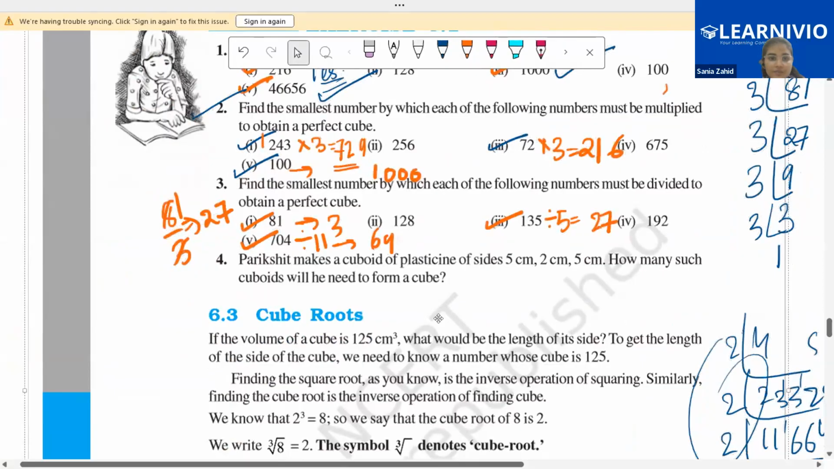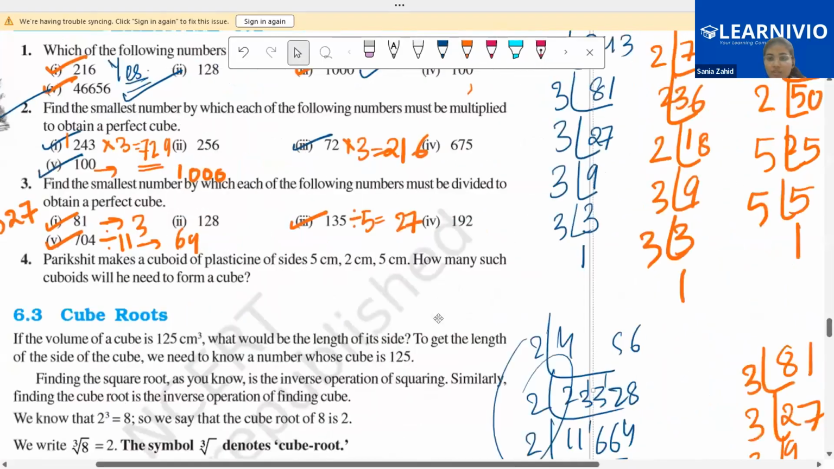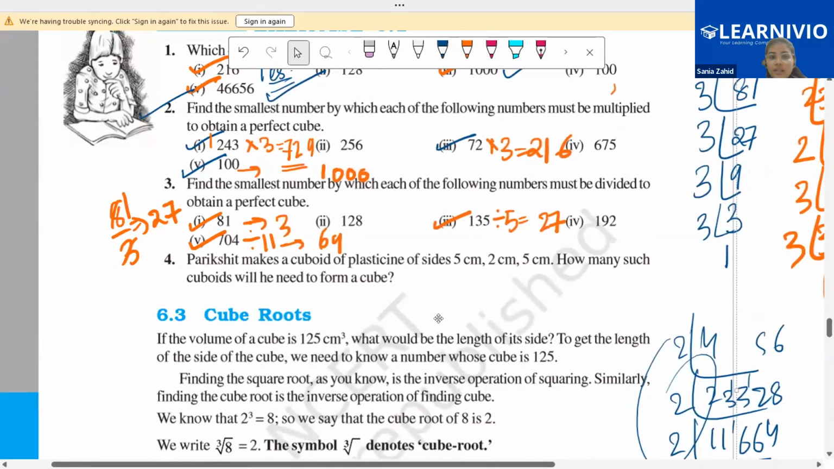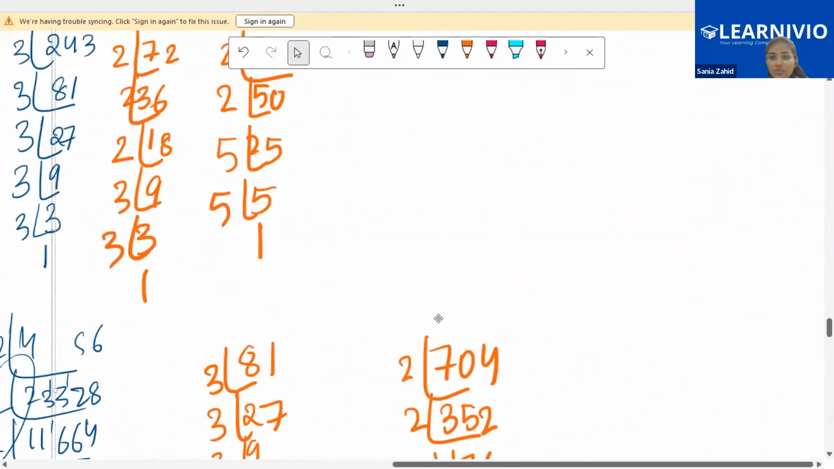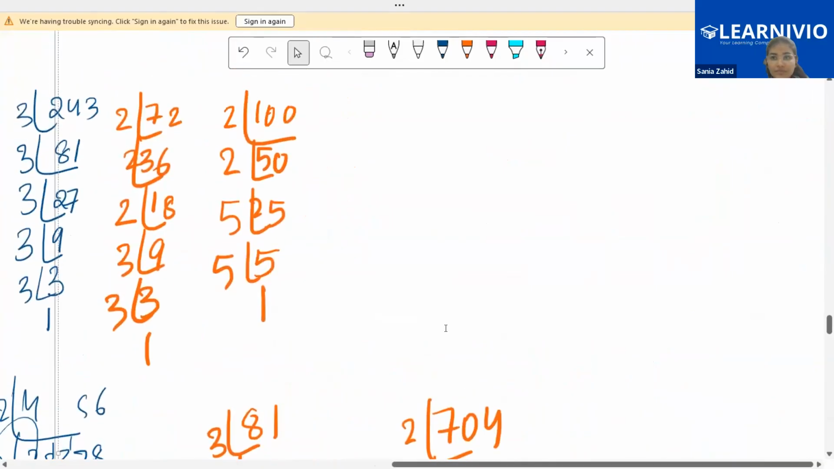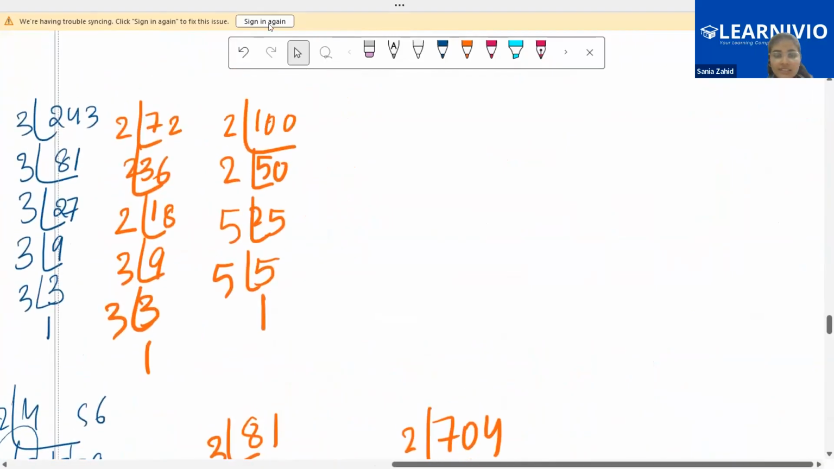Next is: Parikshit makes a cuboid of plasticine of size 5 centimeter, 2 centimeter, 5 centimeter. How many such cuboids will he need to form a cube? Okay, this is an important question. Now, children, what do we do here? So there is a cuboid of size 5. So first of all, let's make a cuboid. One minute, children, just let me fix this issue. Okay, then we'll start.